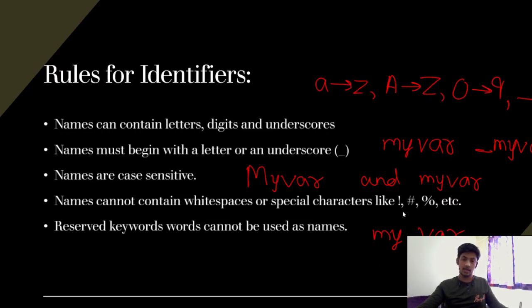And it can't contain these special characters. There are many special characters, so it can't contain these. And the rule: reserved keywords cannot be used as names. There are some reserved keywords in C. There are 32 reserved keywords in C, and names cannot be one of them. You must have heard about auto keyword, for keyword, while, loop keywords. So we can't use names from them.